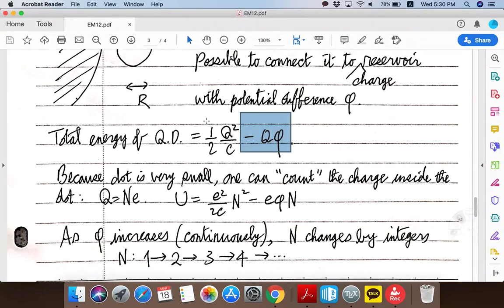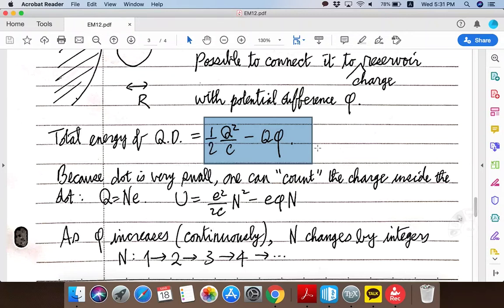And now, the structure of this expression is such that we have one piece which is quadratic in the charge, and a second piece which is linear in the charge. And anyone familiar with the structure of these parabolic curves should recognize that the minimum of this function will occur not when q is 0, but when q is some finite number proportional to phi. That's really just high school algebra.